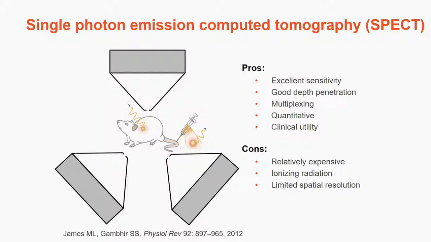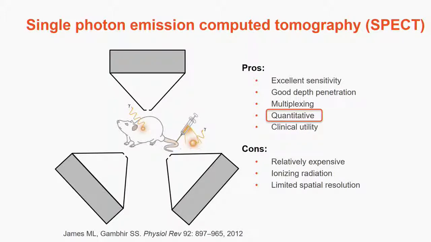These figures, by the way, come from an excellent review article by Michelle James and Sam Gambhir. But I just want to point out there's one point that I actually disagree with them on. In the review article, SPECT was listed as being non-quantitative and it was a con. But in fact, SPECT is intrinsically as quantitative as PET. I think the differences lie more in the tracers than the physics or the methods. But that's just a slight difference.